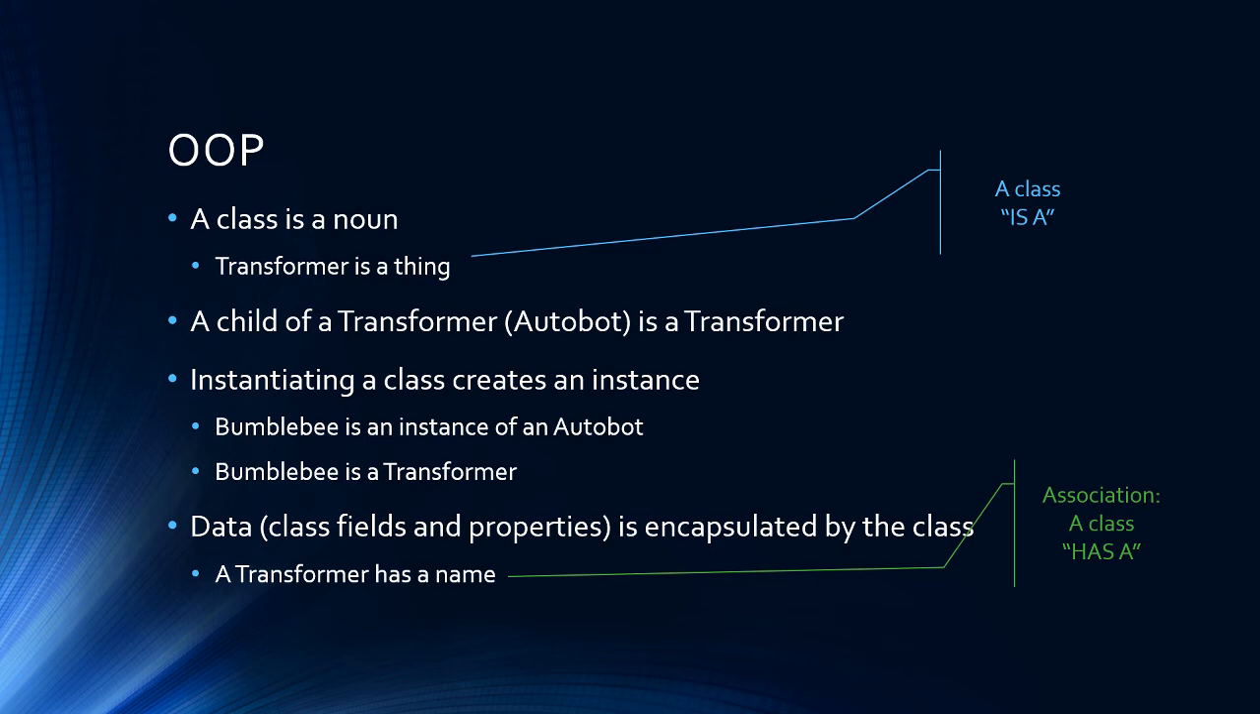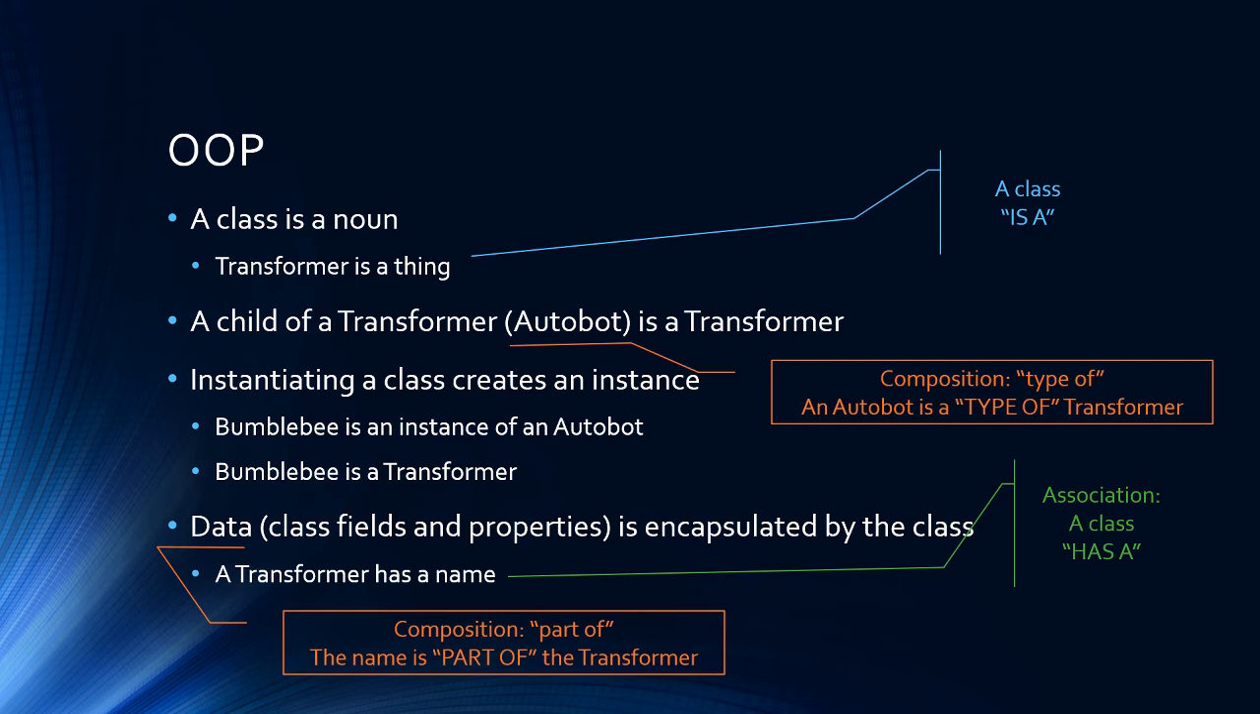An association, where we're talking about a data field that's associated with a class, is a has-a relationship. A transformer has a name. A transformer has a type of weapon. Now, a composition relationship is a type of relationship. So a child of a transformer, like an Autobot, is a type of transformer. It also is a transformer, so both of those relationships are true. But composition relationships could also mean a part of. So the name is a part of the transformer.